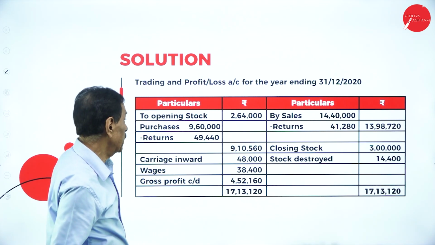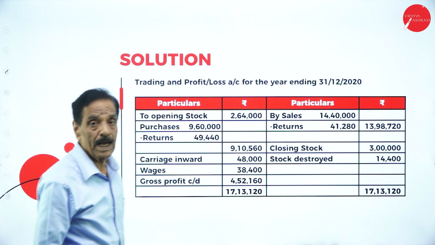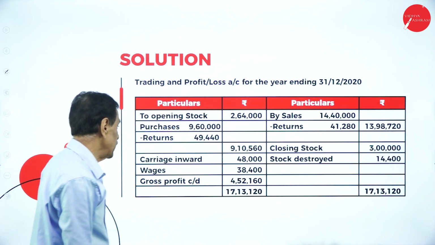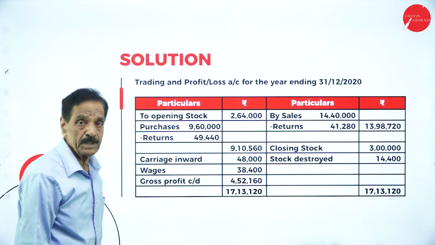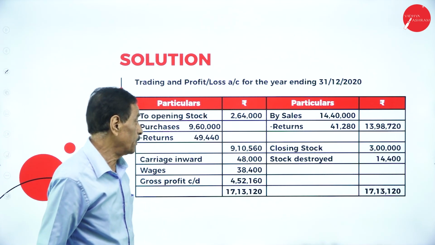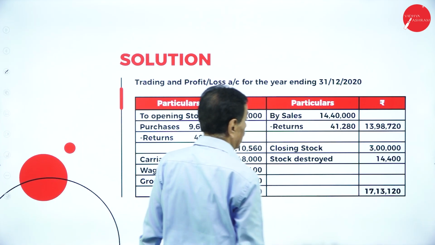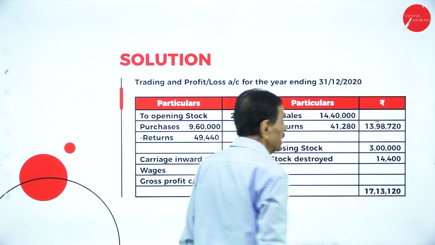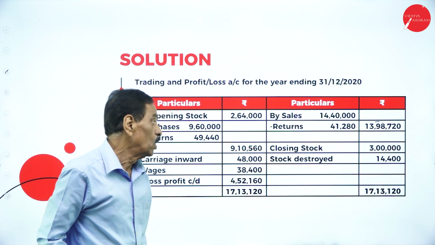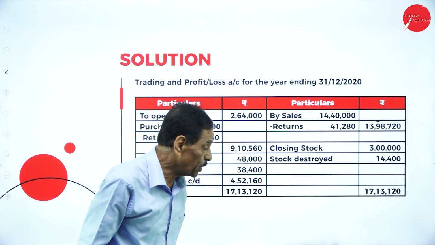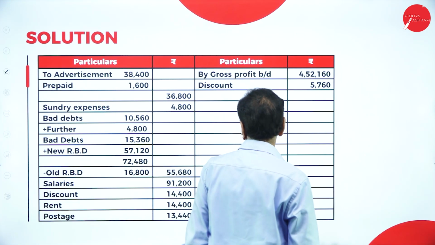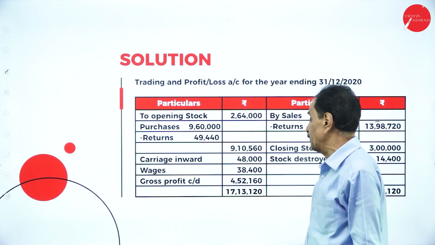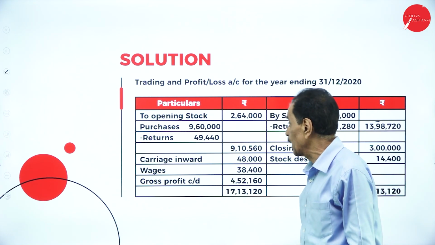It starts with trading and P&L account. To opening stock 2,64,000. Purchases minus return 9,10,560. Carriage inward is directly connected. Wages 38,400. By sale 14,40,000. Return is 41,280. It becomes 13,98,720. Closing stock 3 lakh. Stock destroyed is 14,400. Now, your gross profit, credit side is more than the debit side. Difference is 4,52,160. This is nothing but your gross profit.